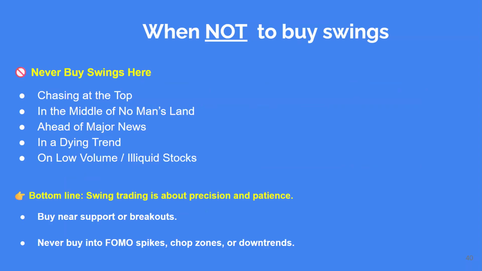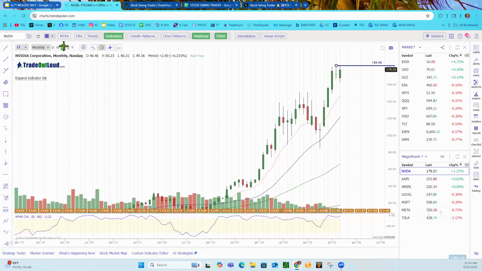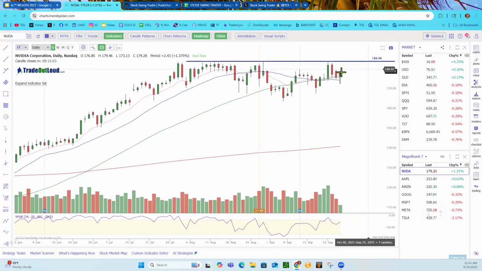Now, never buy swings, chasing at the top. When you're seeing like 3 to 4 bars to the upside and then basing into the highs, I don't buy it. I wait for a pullback. In the middle of no man's land, right? NVIDIA is a great example here, because if you're looking at it, it's in the middle of nowhere land. This is not a buy signal. So it's in the middle of the range.